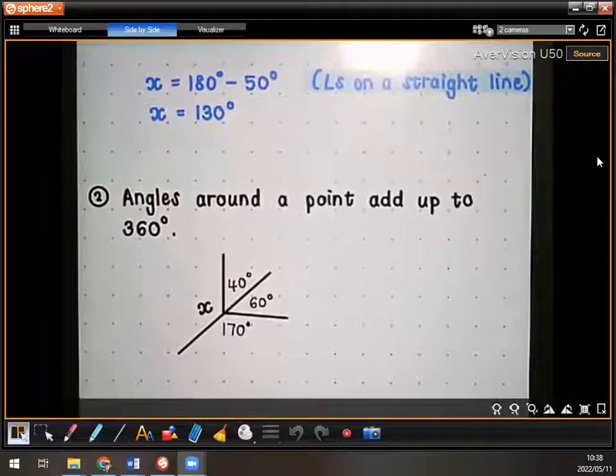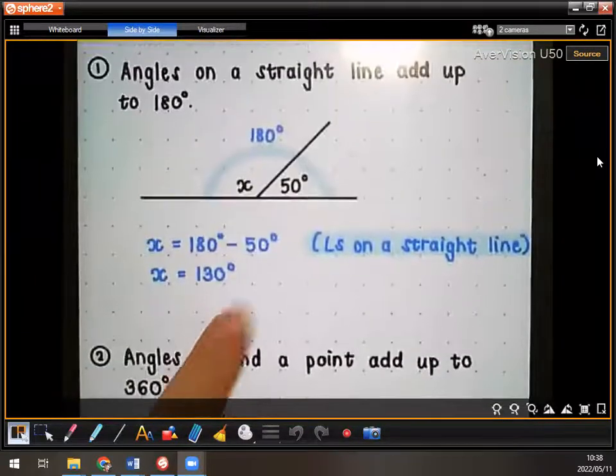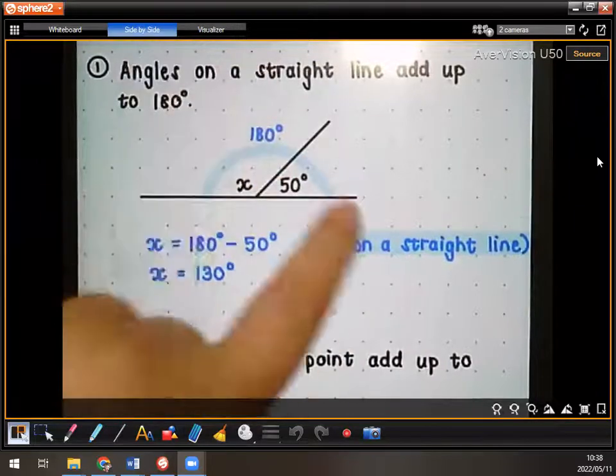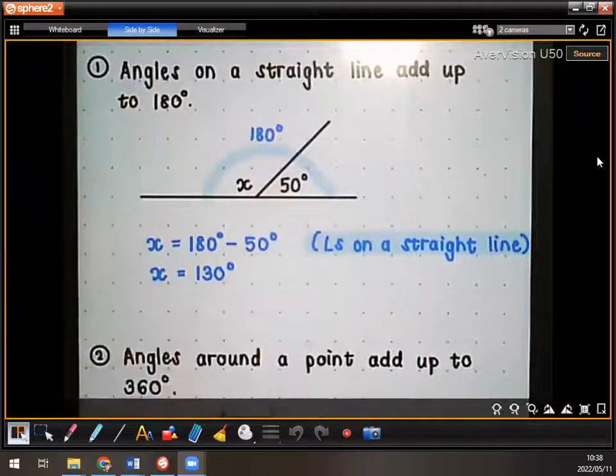Okay, guys, so the second rule, we did angles on a straight line, right? They add up to 180. Then we have angles around the point, add up to 360 degrees. So what we're going to do to get x, it's very similar to what we did up here, where we said the total, the full 180 minus that angle.